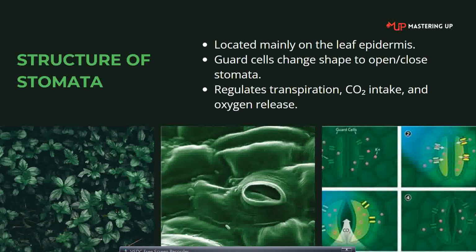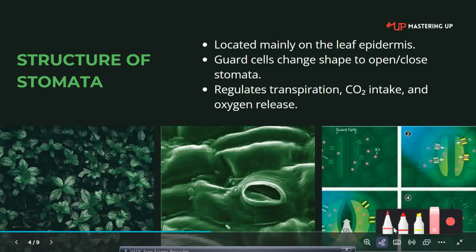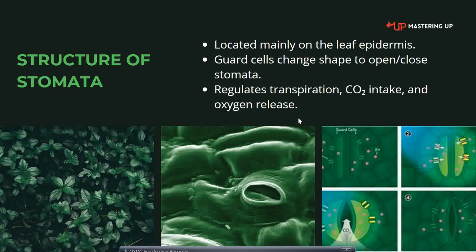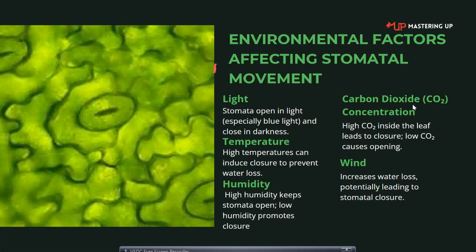They are located mainly on the leaf epidermis, the majority on the lower surface of the leaf and few on the upper surface of the leaf. Now guard cells change shape to open and close the stomata. It regulates transpiration, carbon dioxide intake and oxygen release. So these things are being regulated by stomata: transpiration, losing of water, carbon dioxide intake and oxygen release.